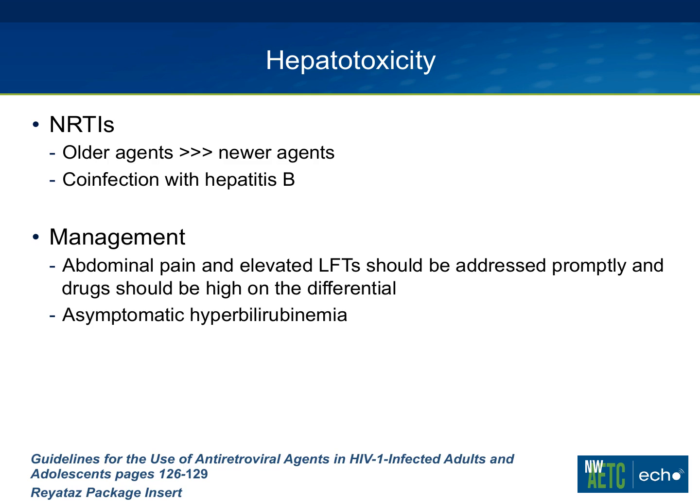So general approach to management of hepatotoxicity: again, any type of abdominal pain with elevated liver function tests should be addressed promptly, and drugs should be high on the differential list. Whether or not you need to discontinue antiretroviral therapy or switch it really needs to be discussed, and those risks and benefits weighed out. And lastly, asymptomatic hyperbilirubinemia, it's perfectly fine to let patients run between 2 and 3. However, once they start getting up to 3 and 4, they really should be examined for switching in therapy.